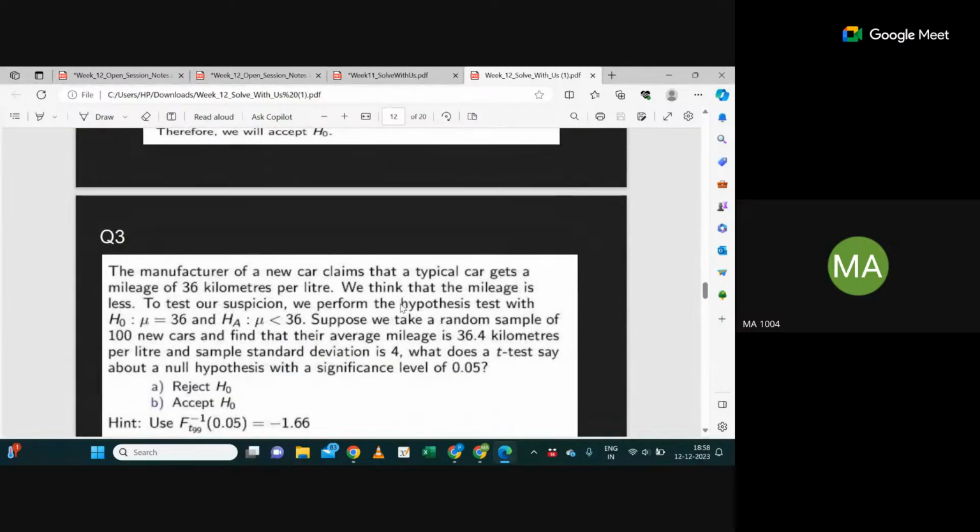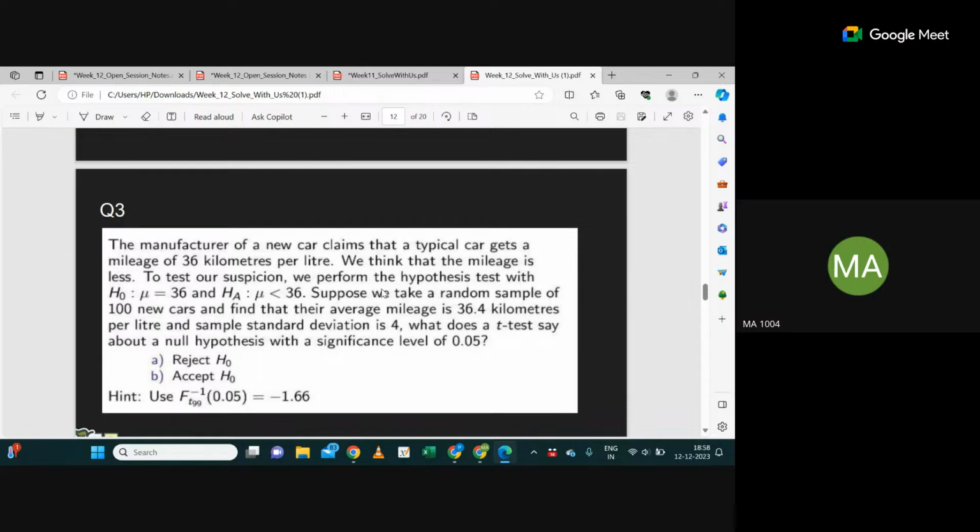Yeah, let's come to this part. If you see what the question says, the manufacturer of a new car claims that a typical car gets a mileage of 36 kilometers per liter, right? We think that mileage is less. To test, if mileage is less, what will be your alternative? The alternative is given itself, no problem.